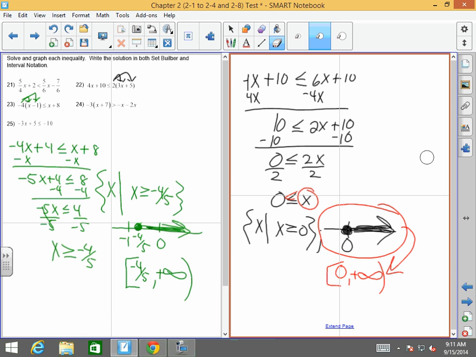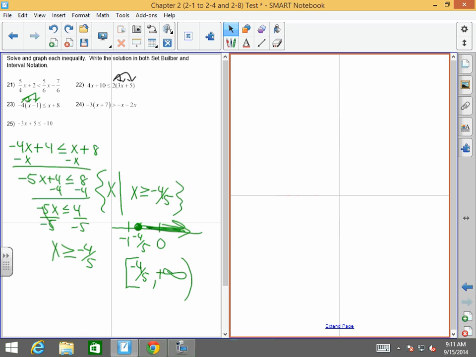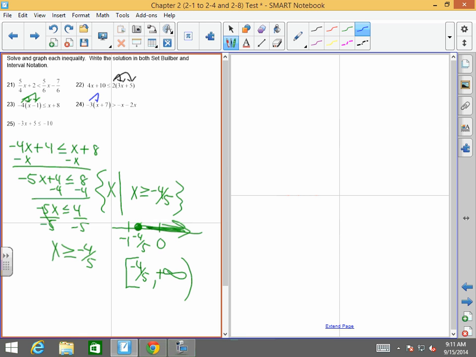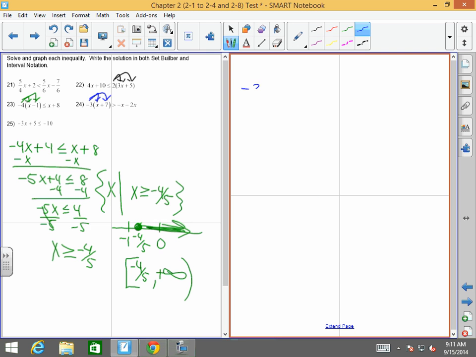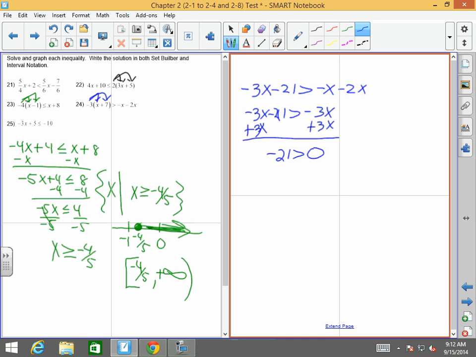Okay? 24. I'm going to distribute that negative 3 out to everything. So I've got negative 3x minus 21 is greater than negative x minus 2x. So I've got negative 3x minus 21 is greater than negative 3x. Add the 3x to both sides to bring the x's together on one side. I've got negative 21 is greater than 0. Is that a true statement? And when it's false, what's the solution, guys? No solution.